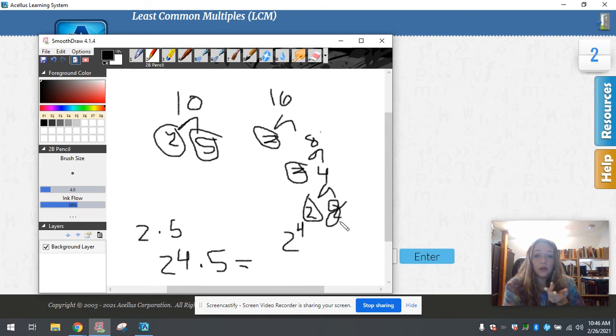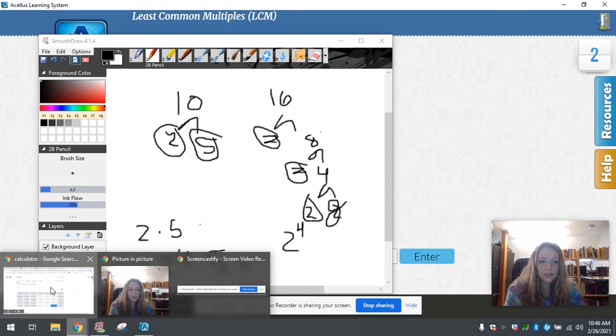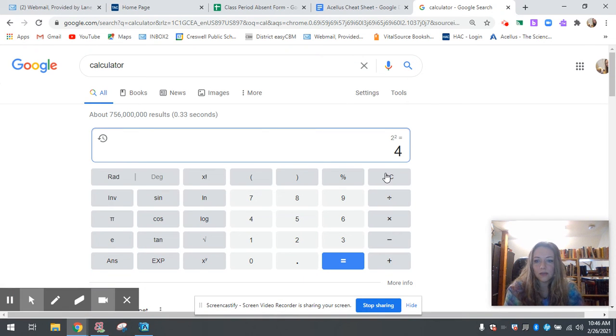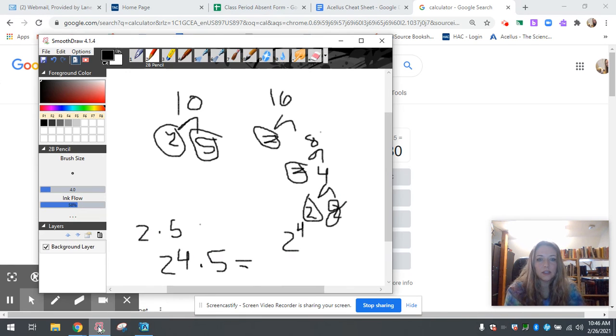2 to the power of 4 is 2 times 2 times 2 times 2, so I know that that's 16. 16 times 5 is, I think, 90. Let me double check. I'll do this all in a calculator. So I go 2 to the power of 4. I get 16 times 5. And I get 80. Whoopsie daisy. Good thing I checked.